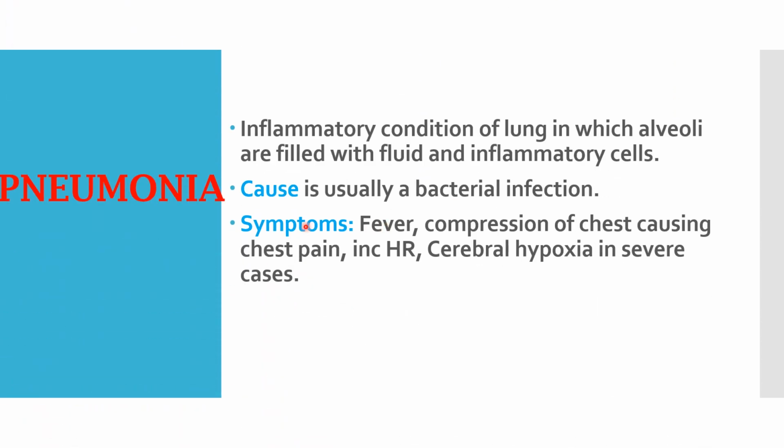The most important and common type of restrictive disease is pneumonia. It is an inflammatory condition of the lung in which alveoli are filled with fluid and inflammatory cells. The cause of pneumonia is usually a bacterial infection, commonly pneumococcal, or viral infection. It also can result from non-infective causes such as chemical or radiation injury to the lungs.